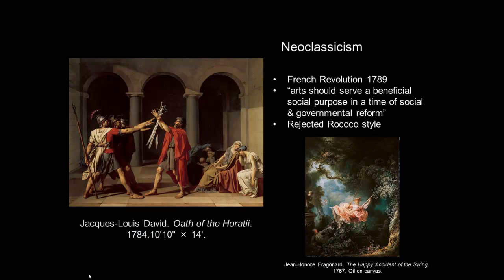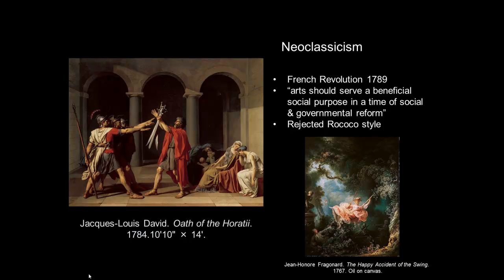Neoclassicism is basically a rejection of the Rococo style. You notice this a lot throughout history, where we see one movement and then something is a counter to that movement, and then something is a counter to that. It's the exact same in art. This painting, The Happy Accidents of the Swing, is one of the last images we saw in the last chapter. It's the Rococo style, which is very decorative and pretty much just depicts a life of ease.